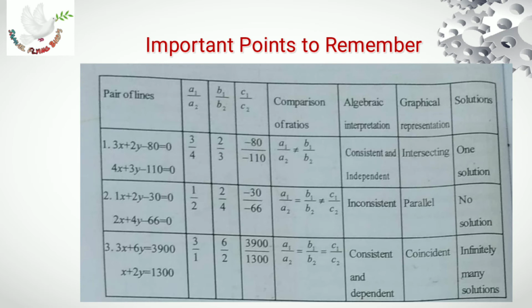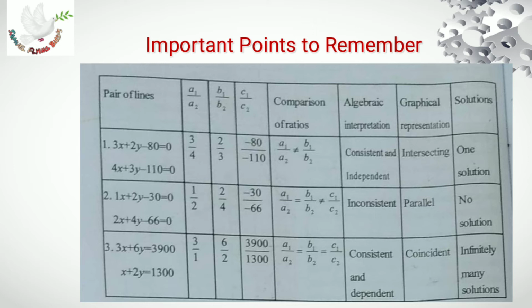Now coming to some of the important terms about linear pair of equations, considering different types of examples. First example: 3x plus 2y minus 80 equal to 0 and 4x plus 3y minus 110 equal to 0. Here we write the ratios a1 by a2, b1 by b2 and c1 by c2 as 3 by 4, 2 by 3, and minus 80 by minus 110.